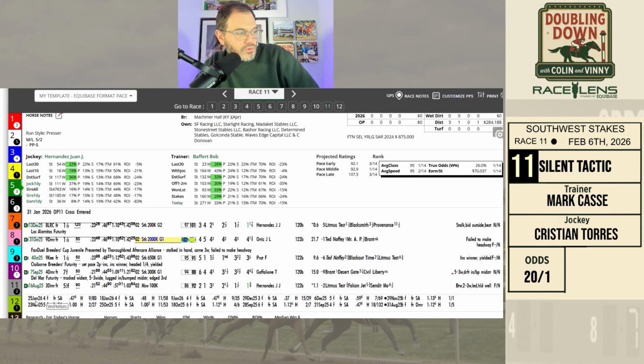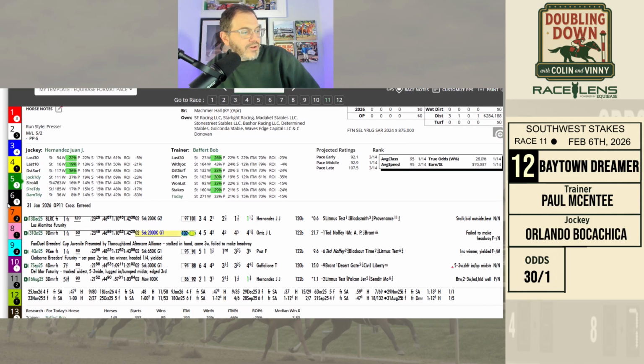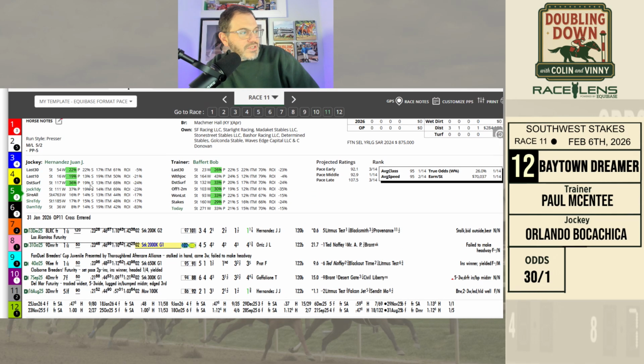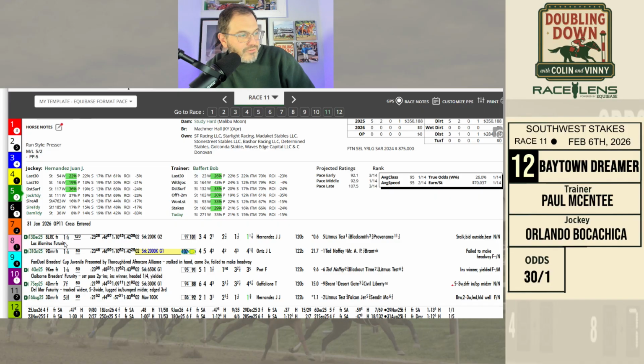It's another horse who had a workout on January 25th. As we get closer to Friday, pay attention to see which horses are getting those works in, because that might, when it comes to form, have some impact on the race. They're going a mile and a 16th. Litmus Test, last time out in the Los Al Futurity, won at a mile and a 16th.